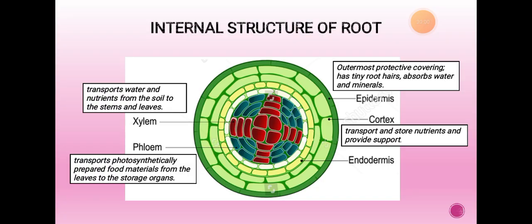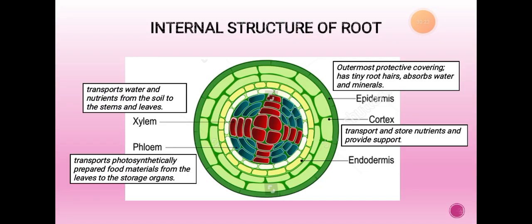Okay, then you can see endodermis. Now it's the same as the cortex. Okay, then xylem. Basically xylem transports water and nutrients from the soil to the stem and leaves. This is basically the work of xylem. It transports water and nutrients from the soil to the stems and leaves.